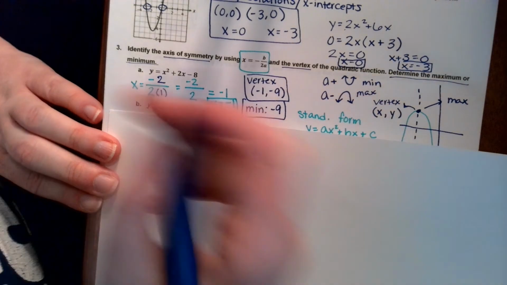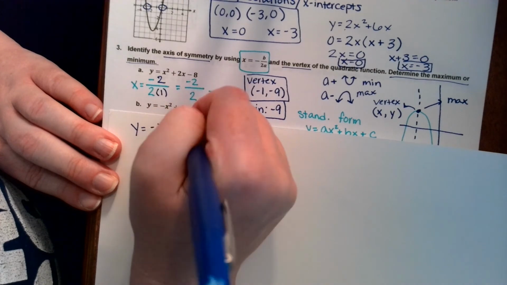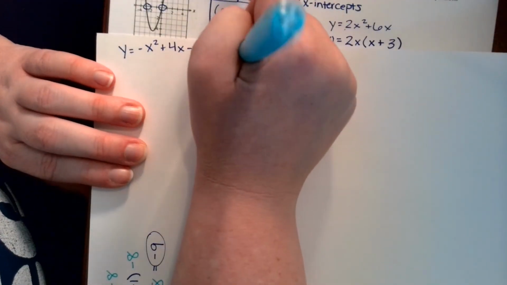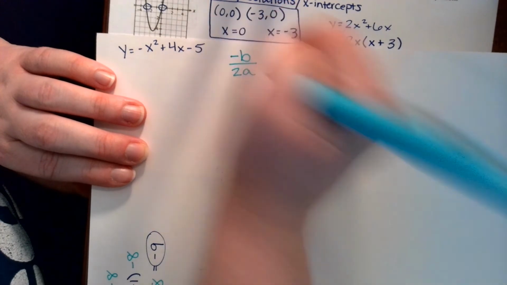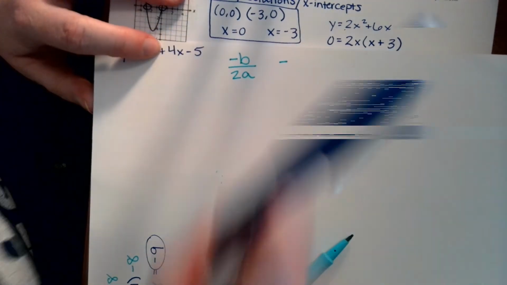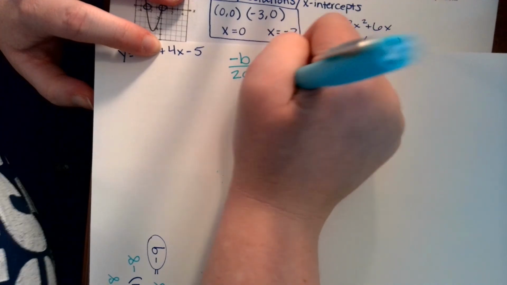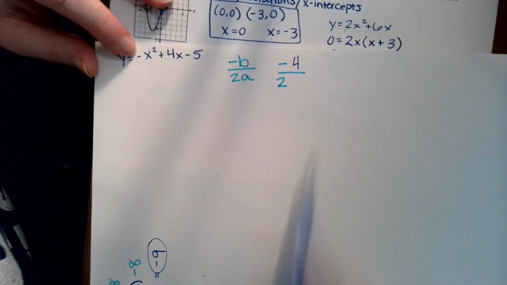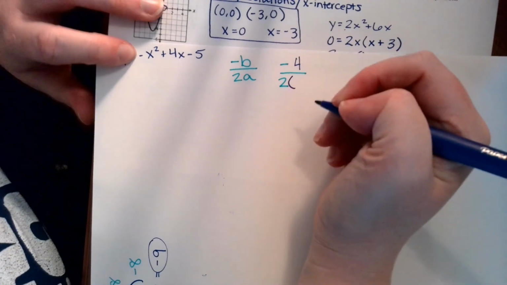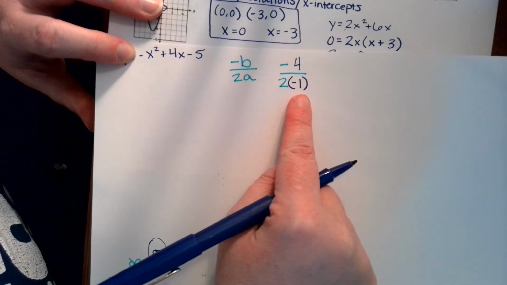Second problem. Y equals negative x squared plus 4x minus 5. For the axis of symmetry, we need to use our negative b over 2a formula. So we've got negative, my b is 4, over 2 times a. My a here is negative 1. You see how there's a negative in front of the x squared? So we're going to keep that in our formula too. So our a is negative 1.